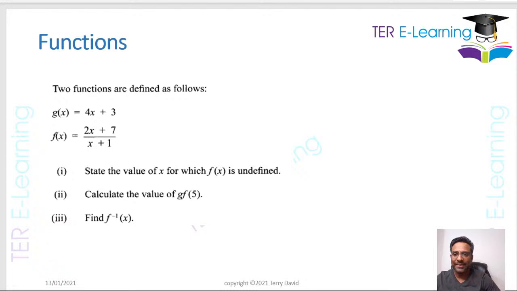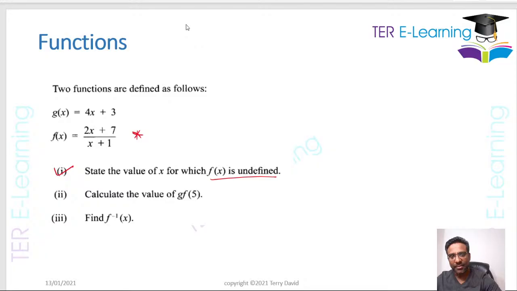Now let's look at a slightly more difficult one. This has to do with when they give us a function that looks like this. You need to be careful with these functions. For part 1, we have a function given by 2x plus 7 over x plus 1, and they want you to state the value of x for which the function is undefined.